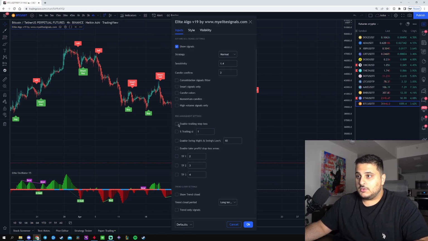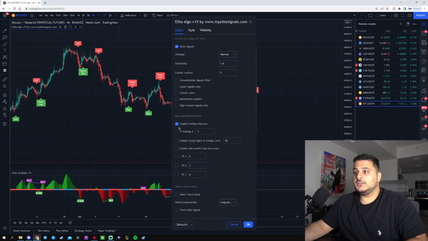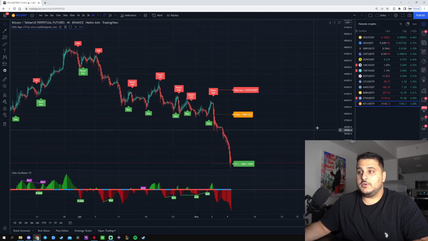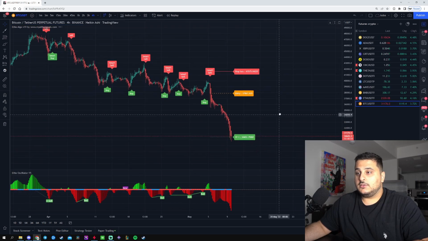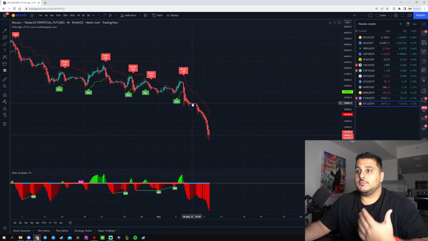The first one I want to talk about is the enable trailing stop loss. Now, what's the difference between a stop loss and a trailing stop loss? Very simple. Let me show you. Just give it a second to load on a chart so I can show you as a demonstration.